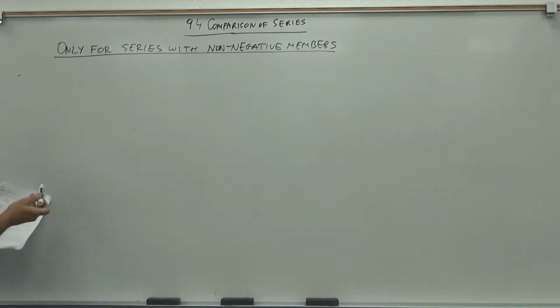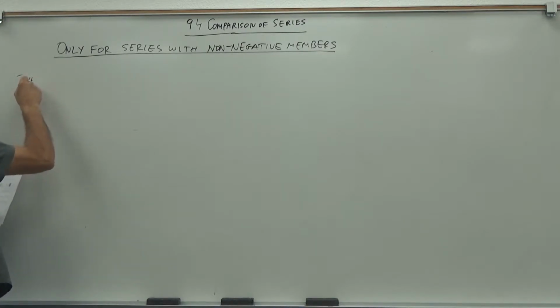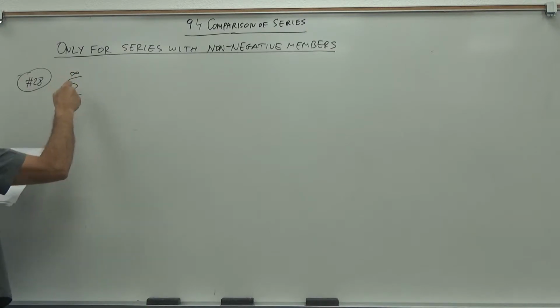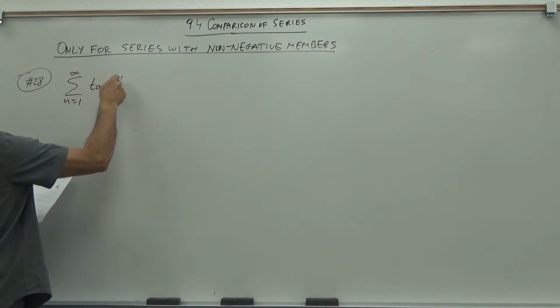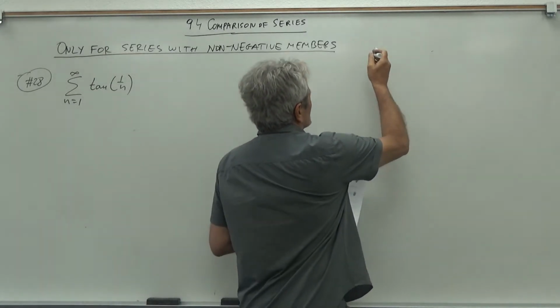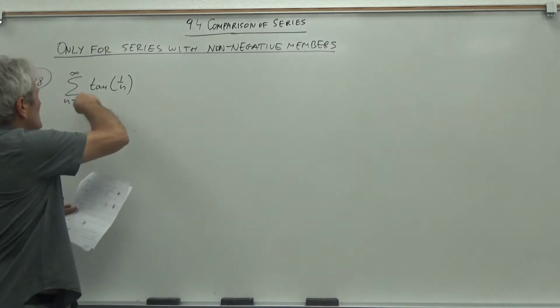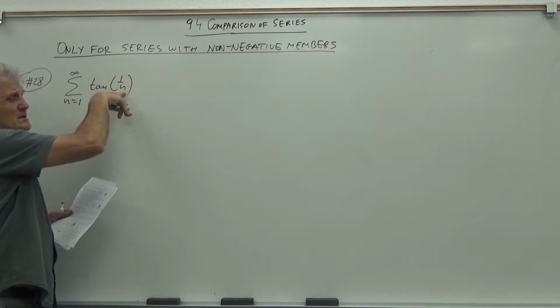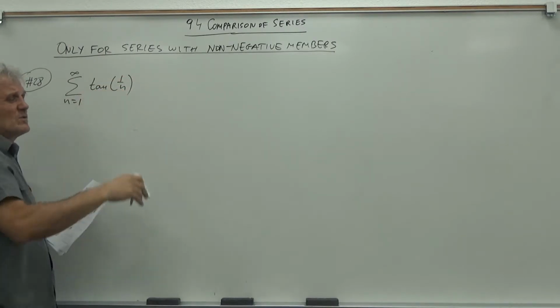So problem number 28. It is the sum when n goes from 1 to infinity of tan of 1 over n. For comparison, it is quite important to know a little bit about limits and how functions behave. Look what happens: when n gets big, 1 over n gets very small. So this is tan of a very small angle.